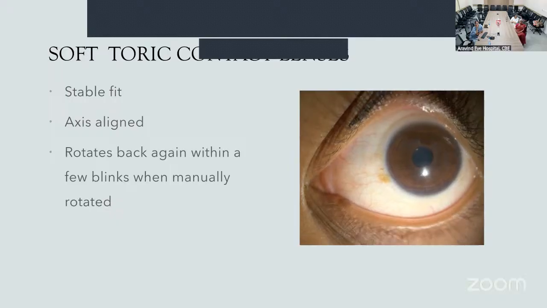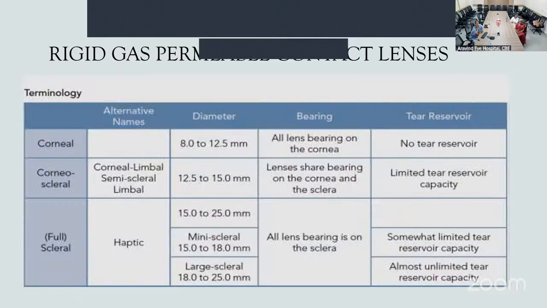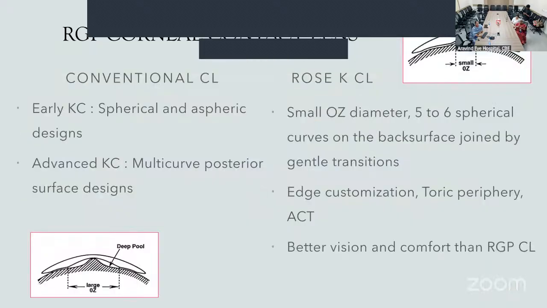So coming to the rigid gas permeable corneal contact lenses, there are three types of lenses, divided based on the diameter. Corneal lenses have a diameter ranging from 8 to 12.5 mm. Corneoscleral lenses have a diameter ranging from 12.5 to 15 mm, and scleral lenses have a diameter ranging from 15 to 25 mm. So there are two types of RGP corneal contact lenses, conventional and Rose-K.